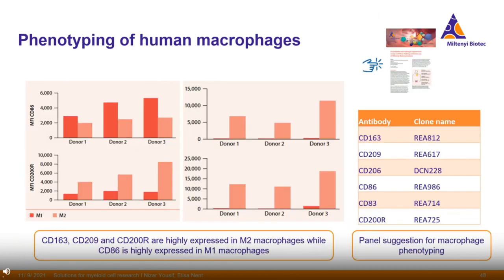This is an example of human macrophage phenotyping using REAffinity antibodies. The results show that CD163, CD209, and CD200R are highly expressed in M2 macrophages, while CD68 is highly expressed in M1 macrophages. The complete story, including solutions for macrophage polarization, cell culture, and phenotyping, is included in an application note. I inserted a link for it here. So for more details about this topic, please have a look at it.